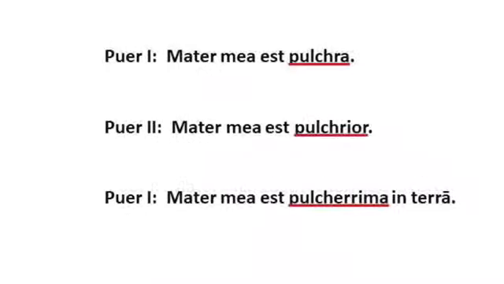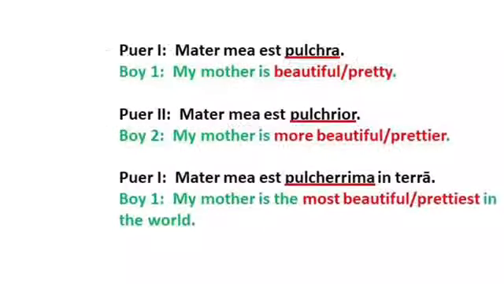In the first sentence, you should have underlined the word pulchra, in the second pulchrior, and in the third pulcherrima. Now use your notes and see if you can figure out what this little dialogue means. Pause the video while you do. You should have come up with something like this.